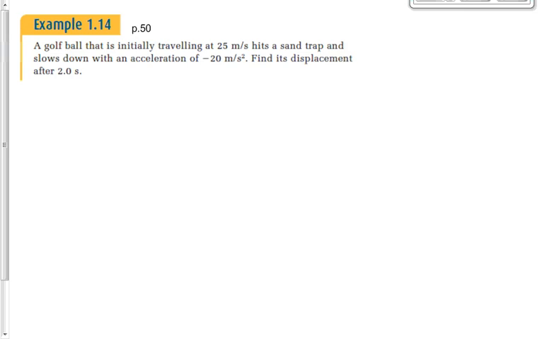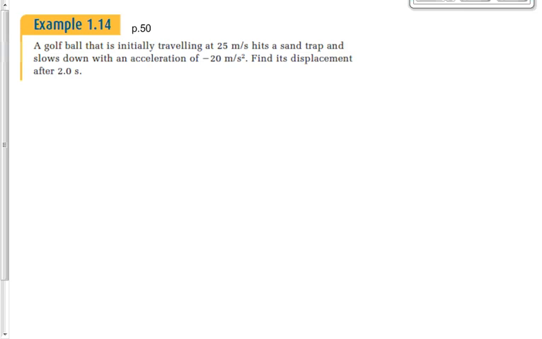They're really important. A golf ball that is initially traveling at 25 meters per second hits a sand trap, slows down with an acceleration of negative 20 meters per second squared. Find its displacement after 2 seconds. Is this a group A problem or a group B problem? Does it involve constant velocity or acceleration? I think this one should be pretty clear on that.